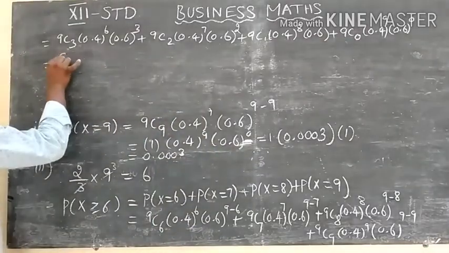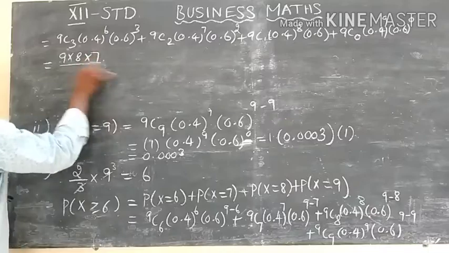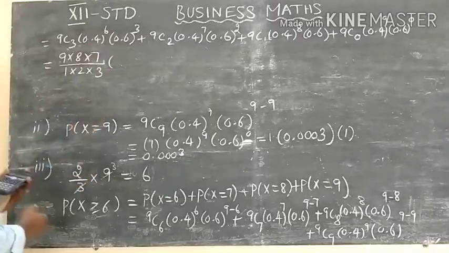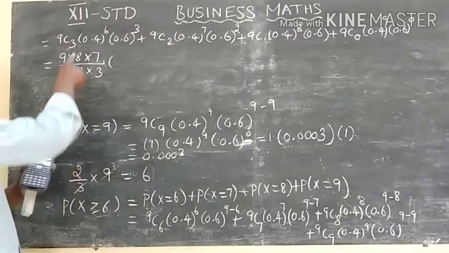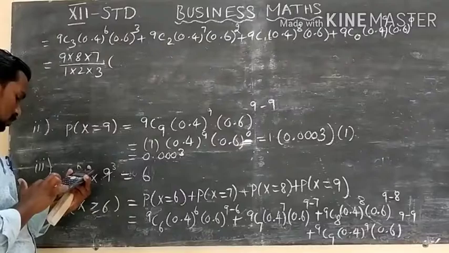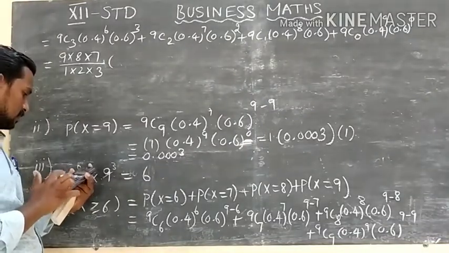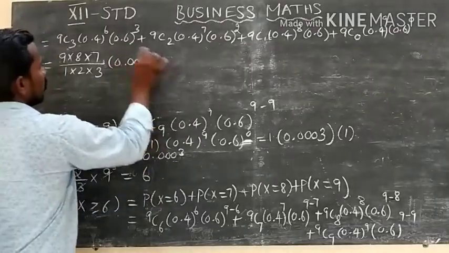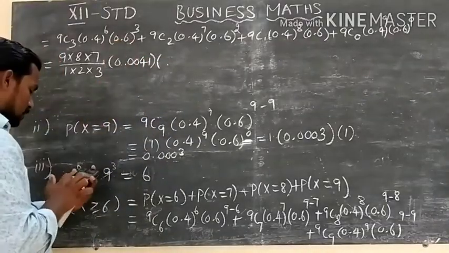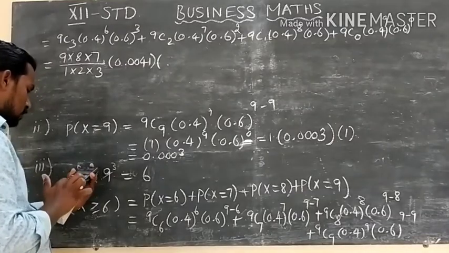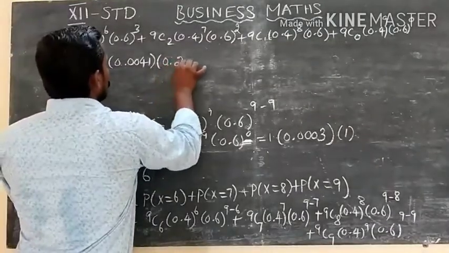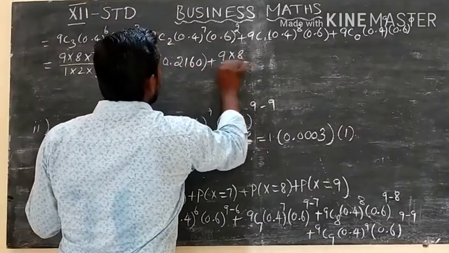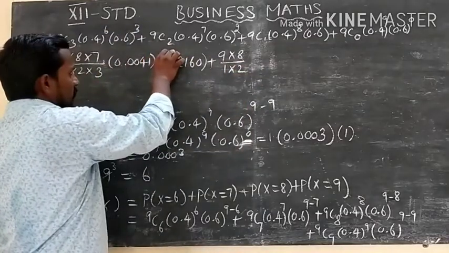So now we expand the value 9 into 8 into 7 divided by 1 into 2 into 3, that's all. Then find out this answer using calculator. 0.4 power 6 is equal to 0.0041. Okay. Then the value 0.6 power 3, which is equal to 0.2160 plus here expand 9 into 8 divided by 1 into 2 plus 9C2.